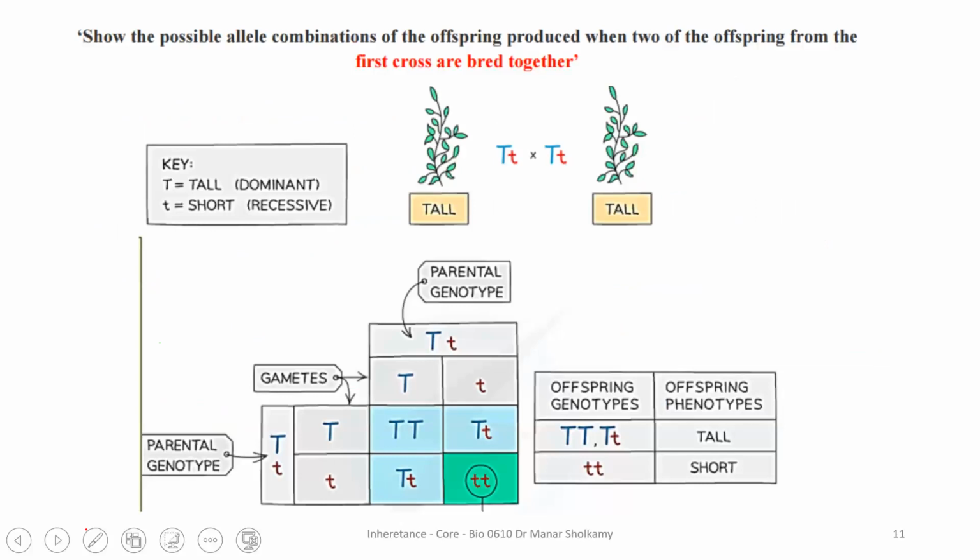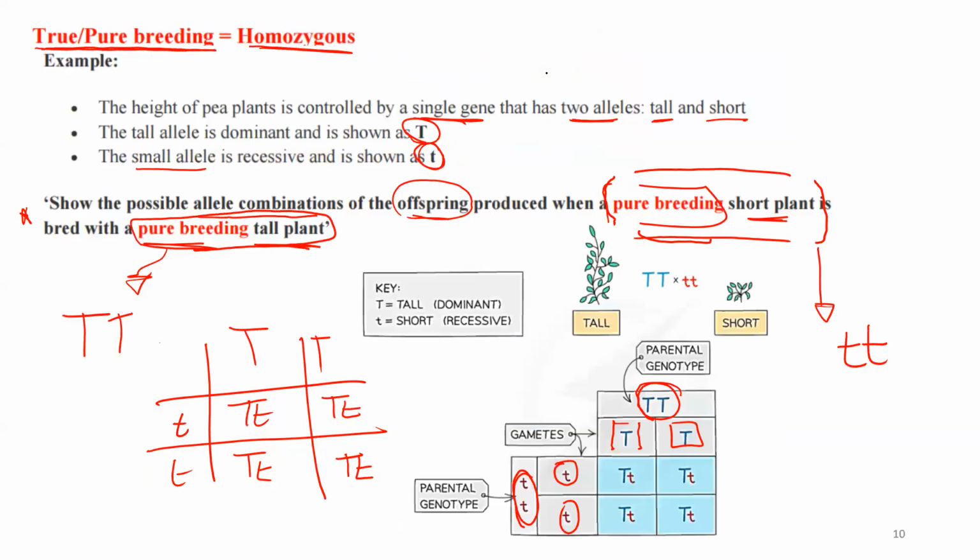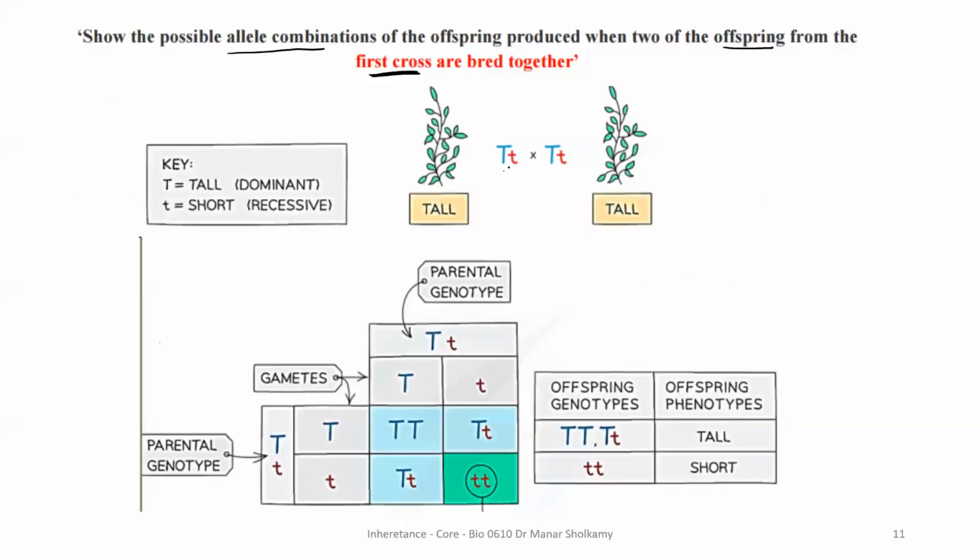Okay, no one is asking any questions. Now, another question. Show the possible allele combinations of the offspring produced when two of the offspring from the first cross are bred together. In other words, two of those children. We said all of them are heterozygous. So they want to know if these two children are crossed together, what will be the offspring? So it will be heterozygous crossed with heterozygous. Again, we will do our traditional Punnett square, with each parent's genotype broken down into the two alleles.